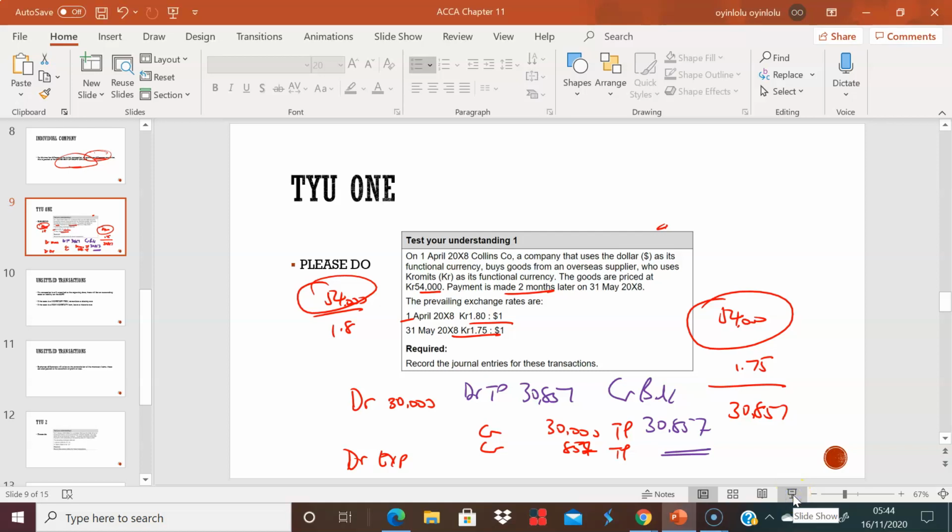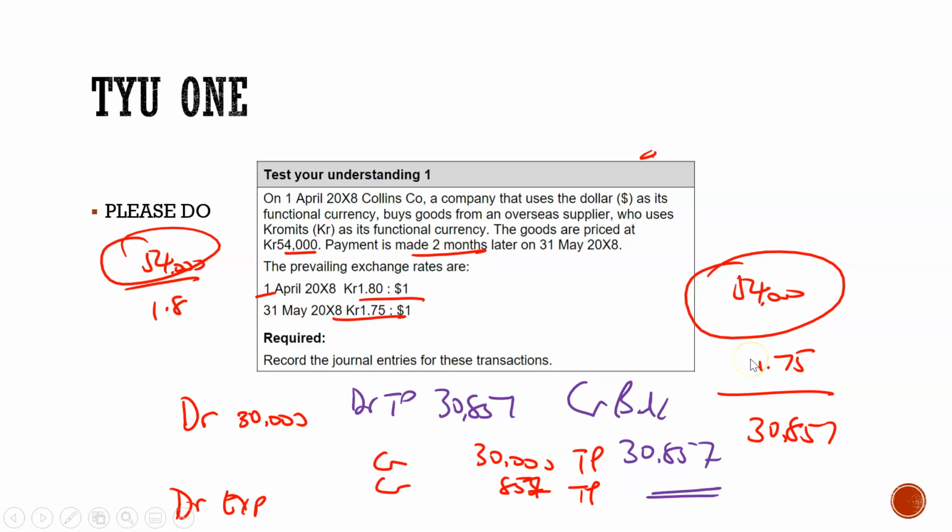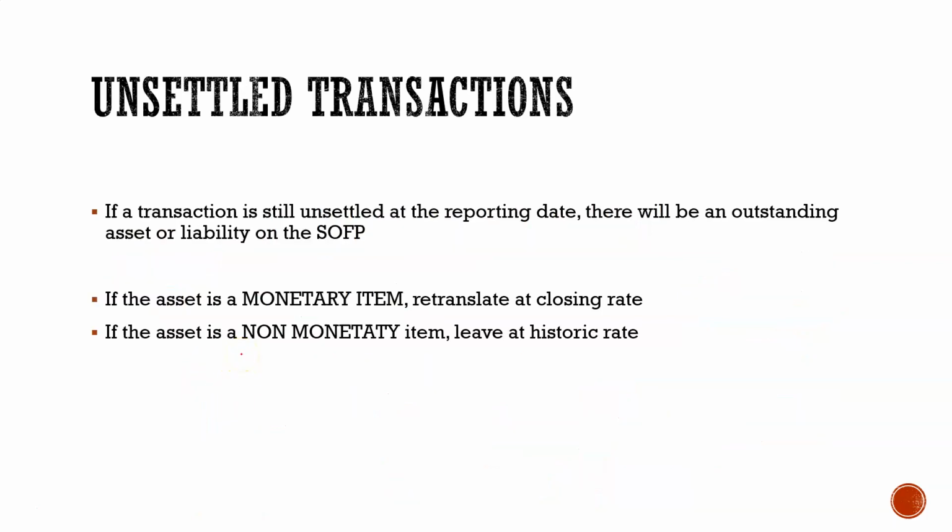Okay, right. So we did TYU1, and that's really the case when we pay. We have this situation where we might have a loss or a gain, and that gets straight recognized in the income statement. Now, if you have any transactions that are unsettled at the year end, which is very possible, right? A trade payable might still exist at the year end.